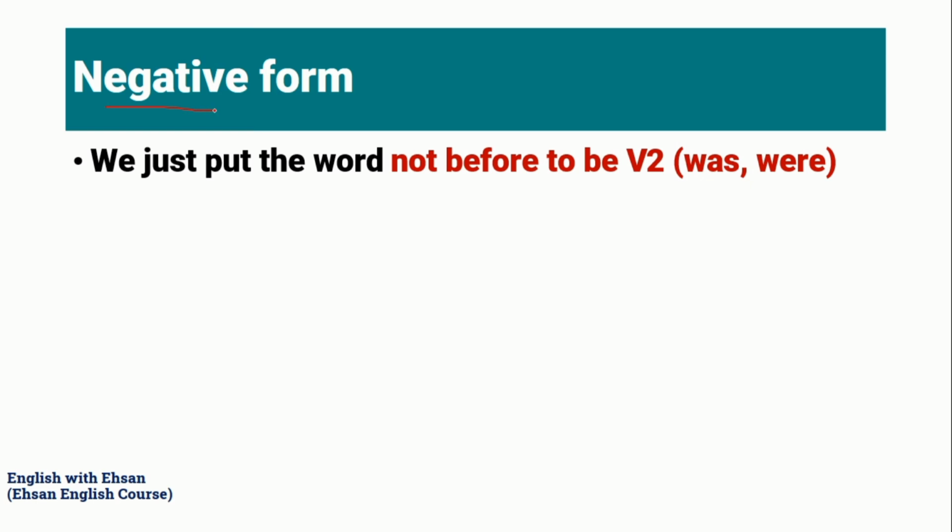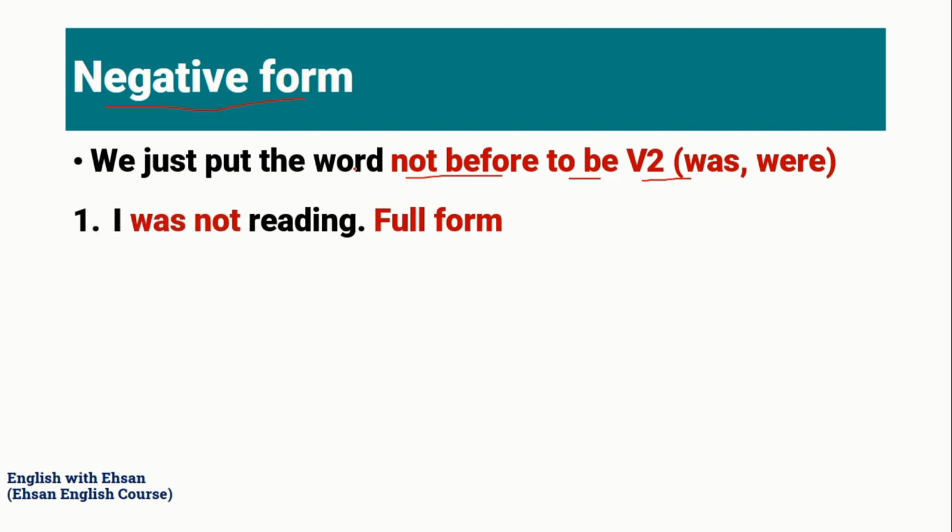Here we have the negative form. In the negative form, we just put the word not after the to be verb, V2 meaning the past form of the verb, was, were. Like, I was not reading. Full form. Number one, I was not reading.